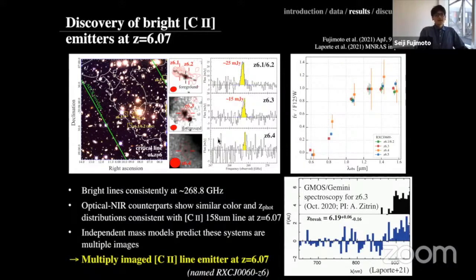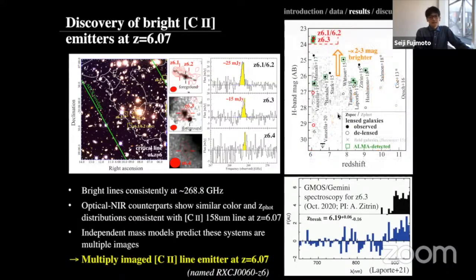So based on these results, we conclude that these bright lines are multiple images of the line emission from a galaxy at redshift 6 behind the cluster. And remarkably, not only the C2 line, the observed H-band magnitude is also one of the brightest so far confirmed at redshift over 6 among the star-forming galaxies, suggesting that this system will be a unique laboratory for detailed study in the early universe.